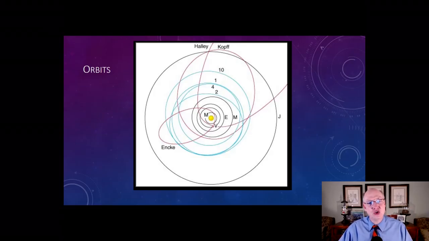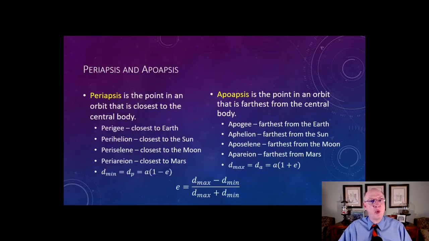So let's talk about these 2 points. Let's look at Comet Encke here for a second, and there's a point where you're closest to the sun and a point where you're farthest from the sun. What do we call those 2 points? We call those 2 points periapsis when you're closest and apoapsis when you're farthest. So periapsis is the point on the ellipse that is closest to the body that you're orbiting.